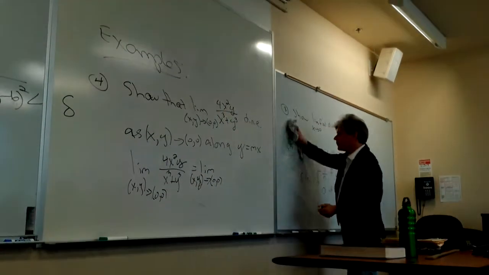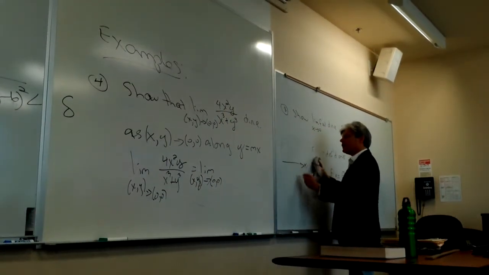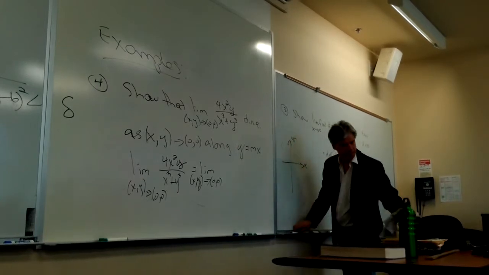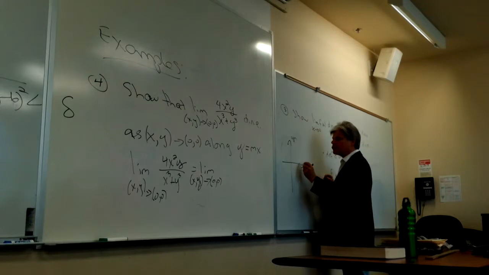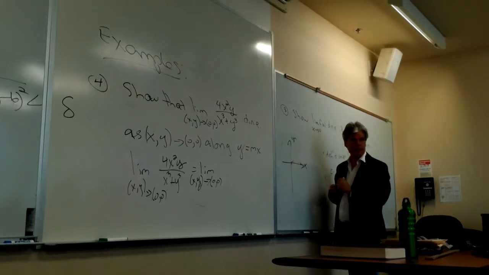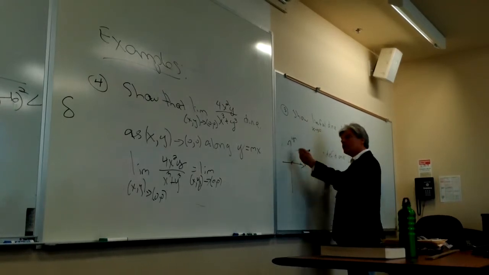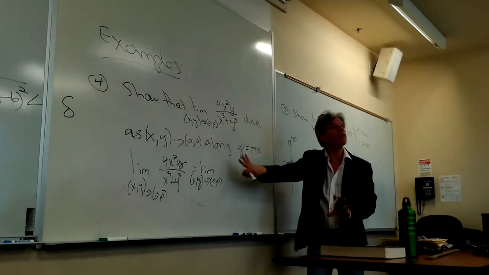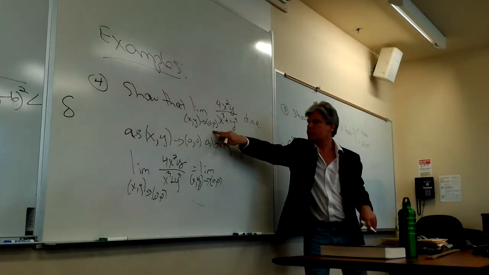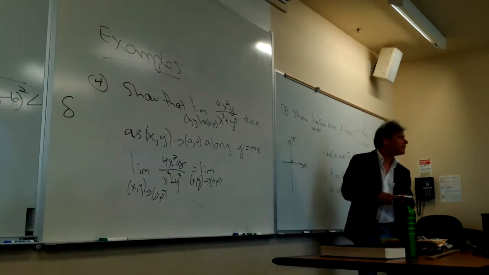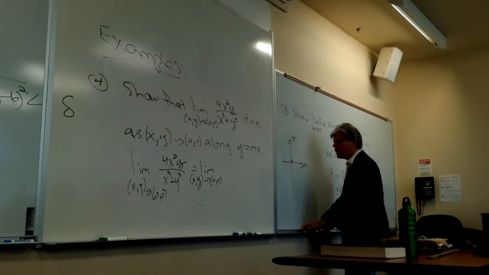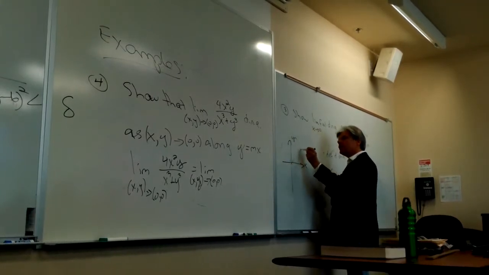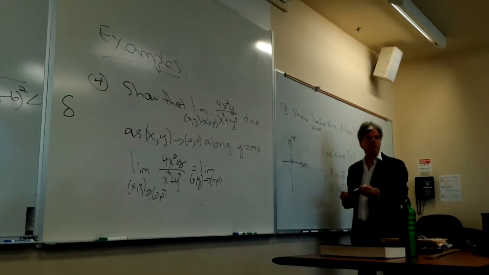I'll draw a picture. Here's the x-axis. Here's the y-axis. Do you remember how in my last example, when I came into the origin along the x-axis, I got one value from my limit, but when I came into the origin along the y-axis, I got a completely different value. In this example, I tried to come to the origin along the x and y-axis, but I got the same thing. Now I'm simply saying, what if I come into the origin along some other line? How about the line y equals mx? Just see what happens.